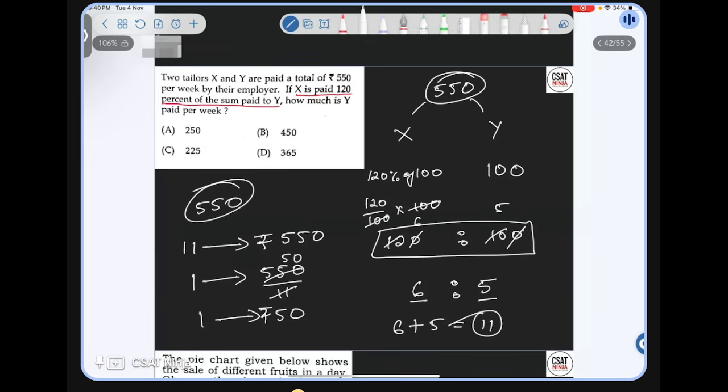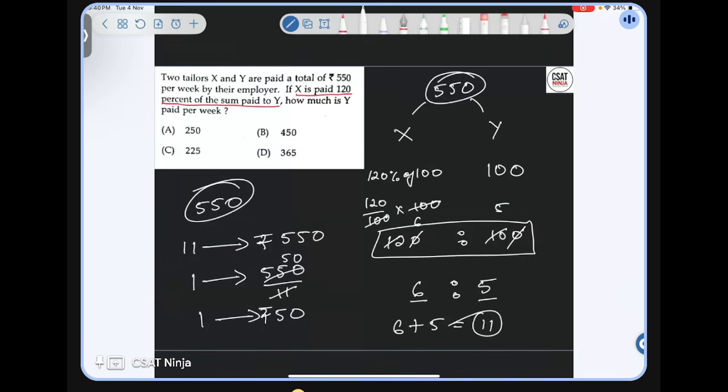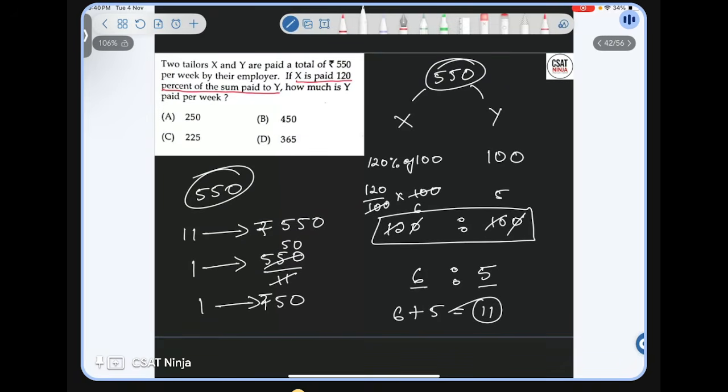Now, what is asked? How much is Y paid per week? So the earnings of Y is 5 in terms of ratio. 1 in terms of ratio is 50, so 5 in terms of ratio will be 50 into 5. 5 5s are 25, which is 250. So the answer is option A, which is 250. I hope we are clear with this.